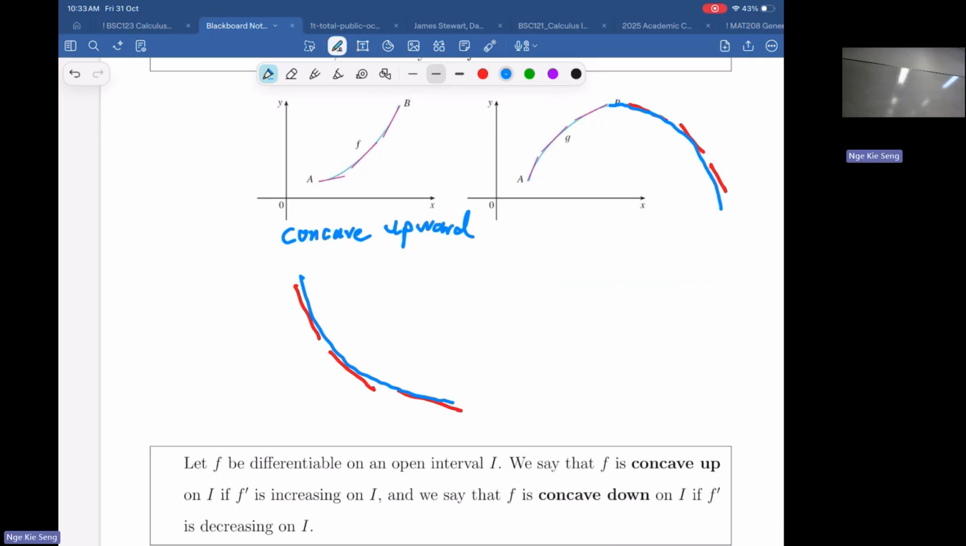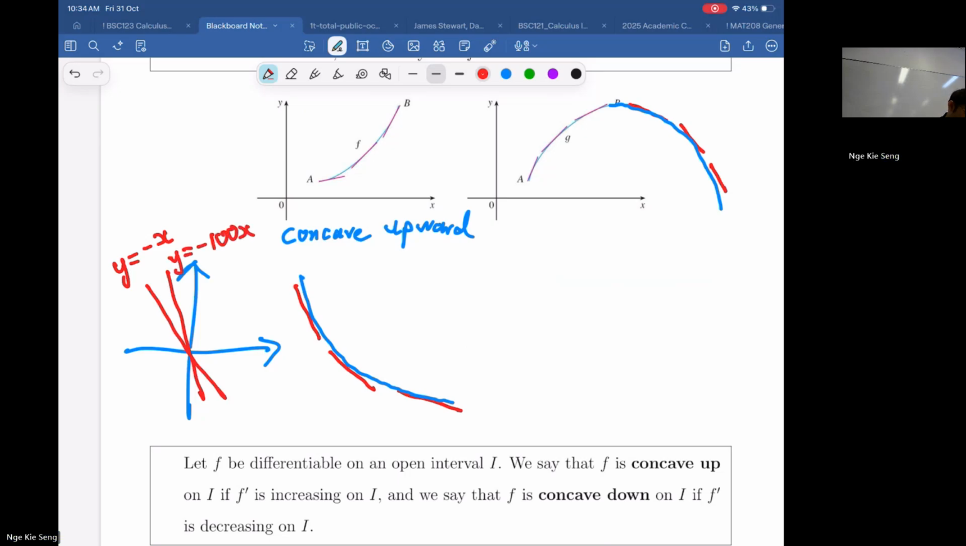Does it make sense? On this side, here is y equals, let's say, minus 100x, but here y equals negative, let's say, 0.5x. So you're getting more positive. Yeah, getting more positive.